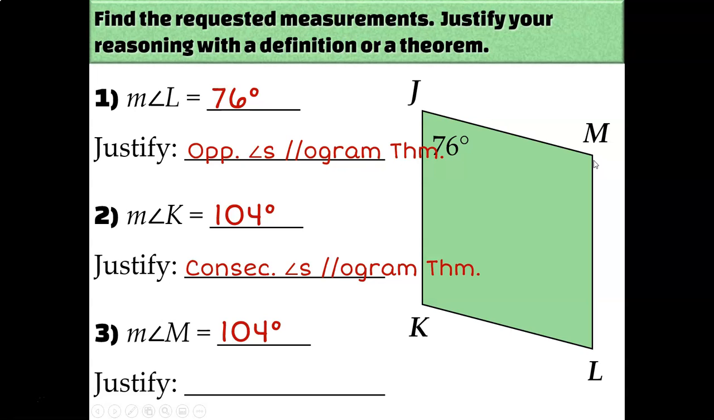So what's angle M? Also 104. And there's a couple different reasons that you could give. You could give the consecutive angles of a parallelogram theorem again, if you're thinking that 76 plus M is 180. Or you could use the opposite angles of a parallelogram theorem if you're saying, well, angle K was 104, so angle M must be 104 as well.